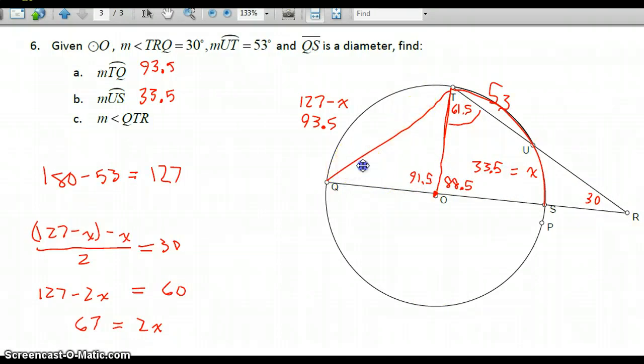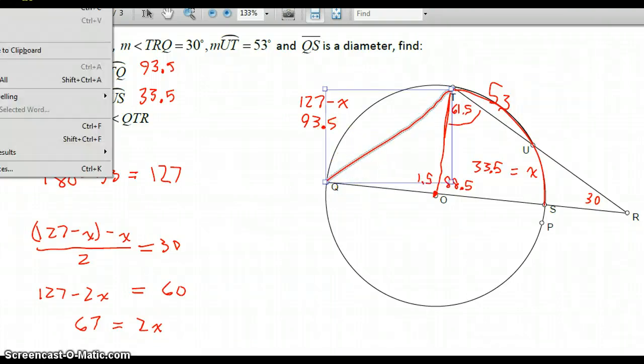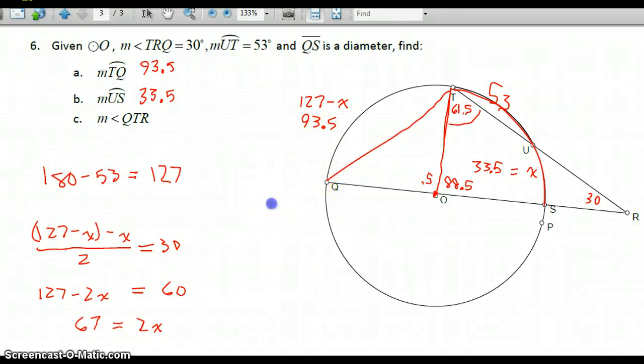Oh, wait a sec. Sorry, I can get this angle in here. I can just highlight this with the yellow halo that I can't see right now, but you can see it. This angle here intercepts the 88.5, so this has to be half of the 88.5. 88.5 divided by 2 is going to be 44 and a quarter. That little angle is 44 and a quarter. Weird. So in the big triangle QTR, I have 44 and a quarter, I have 30, and I have the rest of this that makes 180.